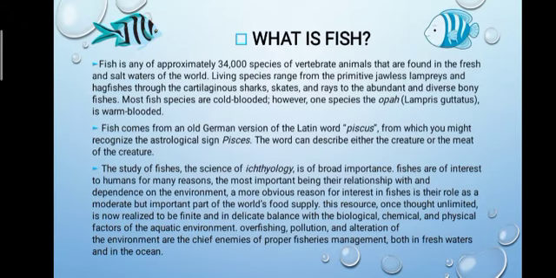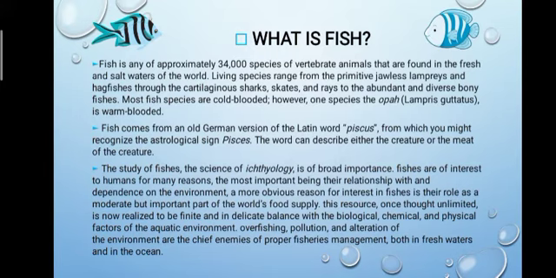And the next slide is about the meaning of fish. So what is fish? Fish is any of approximately 34,000 species of vertebrate animals that are found in the fresh and salt waters of the world. Living species range from the primitive jawless lampreys and hagfishes through the cartilaginous sharks, skates, and rays to the abundant and diverse bony fishes. Most fish species are cold-blooded. However, one species, the opah or Lampris guttatus, is warm-blooded.